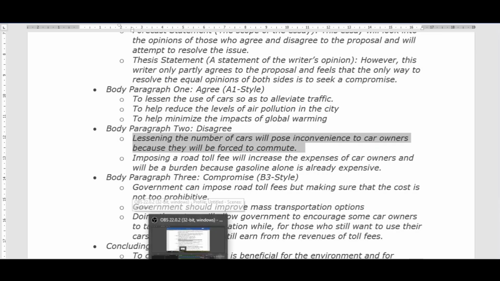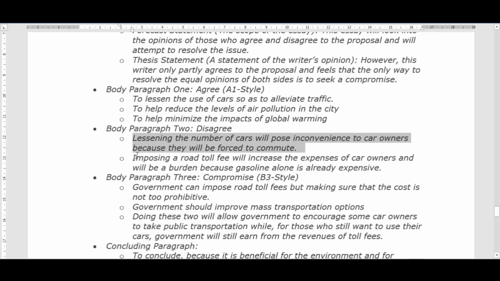That's why people actually invest a lot of money in a car and pay a lot of money for cars. And the second disagree argument is imposing a road toll fee will increase the expenses of car owners and will be a burden because gasoline alone is very expensive. Of course, we're not talking about gasoline alone. We also talk about maintenance expenses. Of course, you'll have to change the tires. You have to change oil, and certain other parts of the engine have to be changed or replaced when necessary.